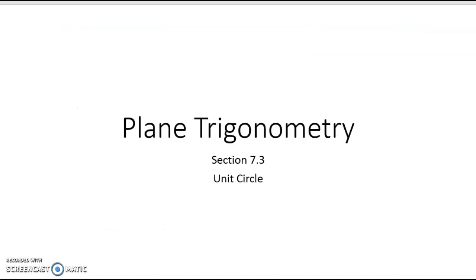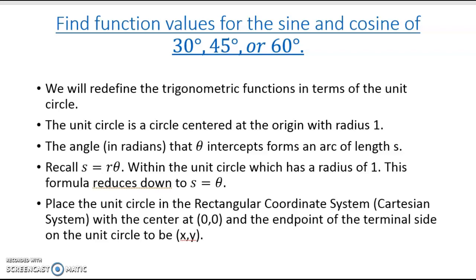In 7.3, we're going to be looking at the unit circle. Our unit circle is going to be centered at the origin, and it's going to have a radius of 1. That's a distinct characteristic of the unit circle. It'll always have a radius of 1.